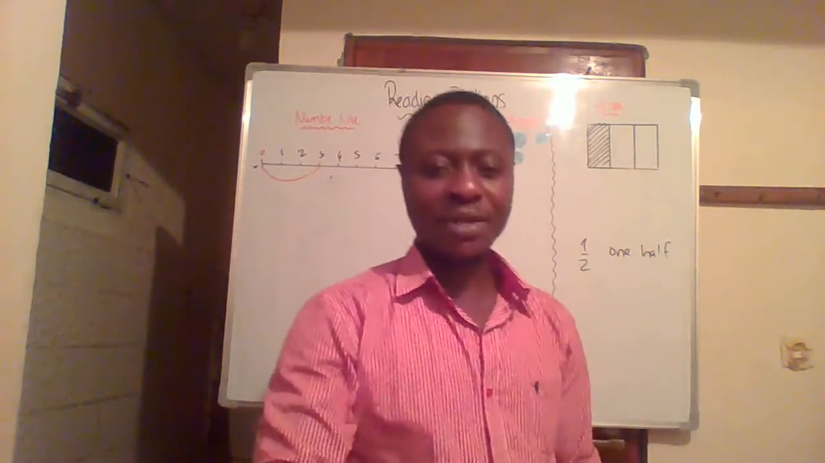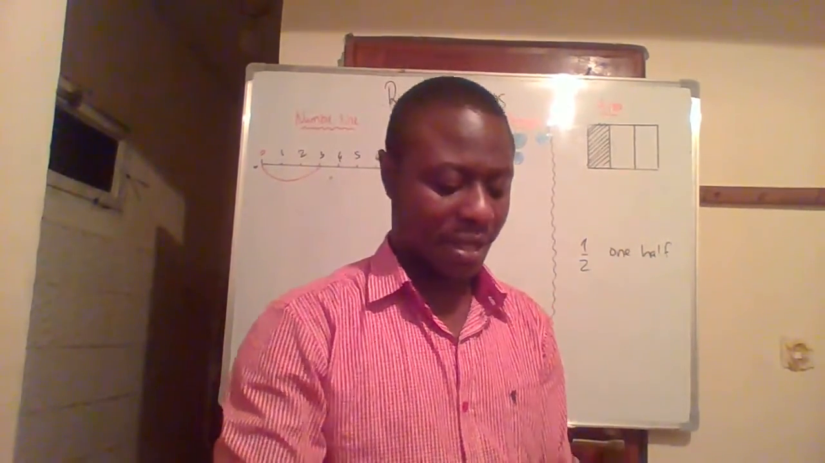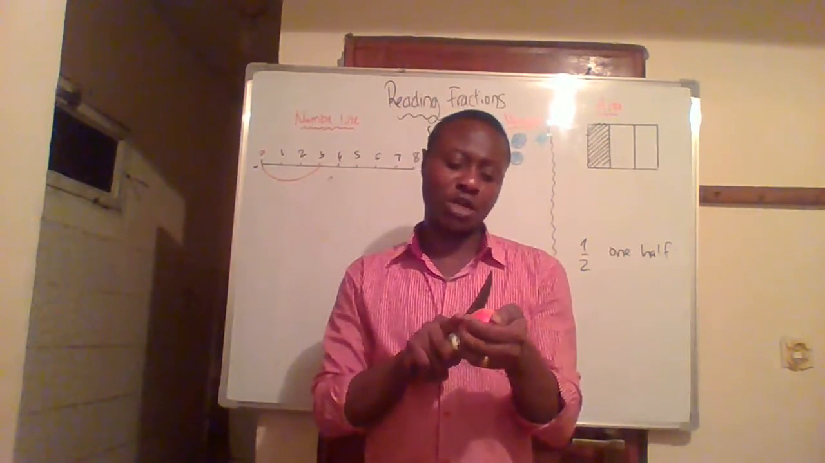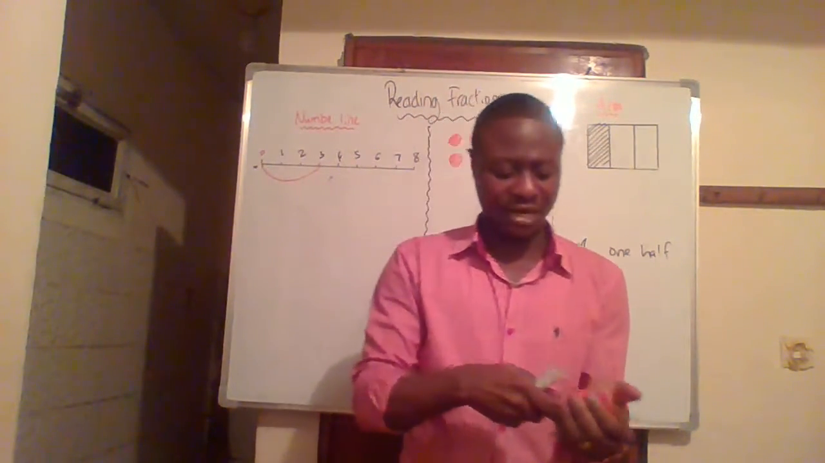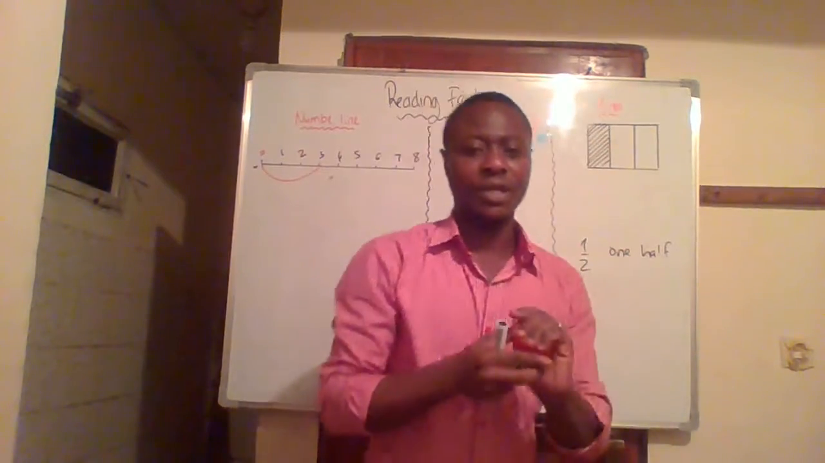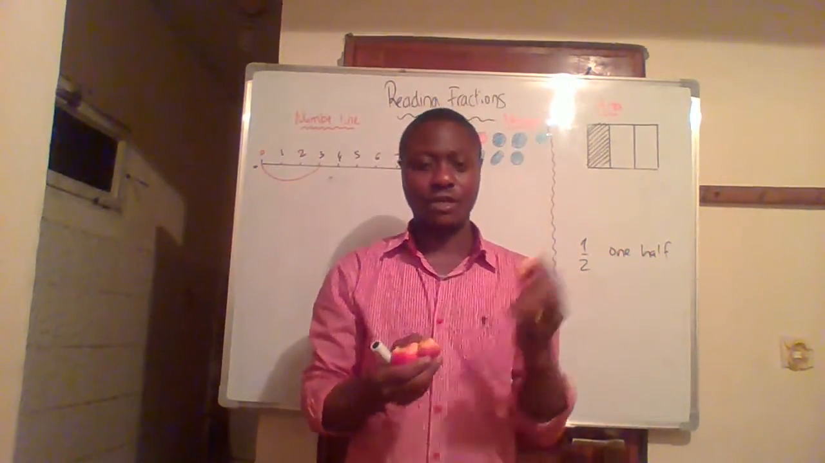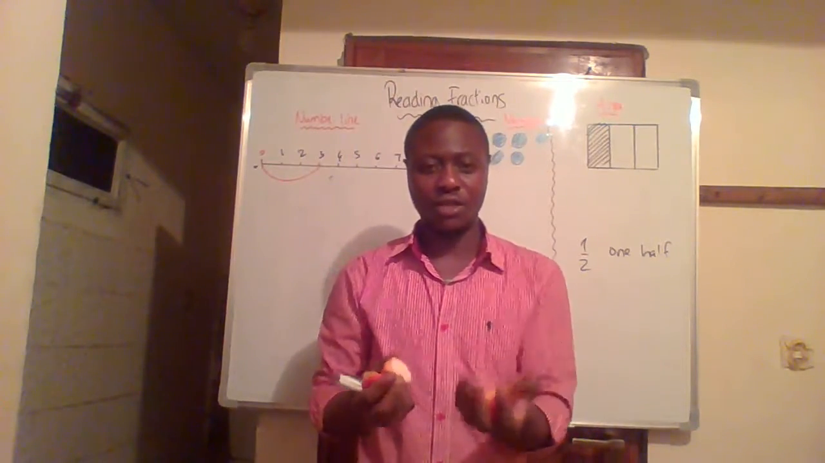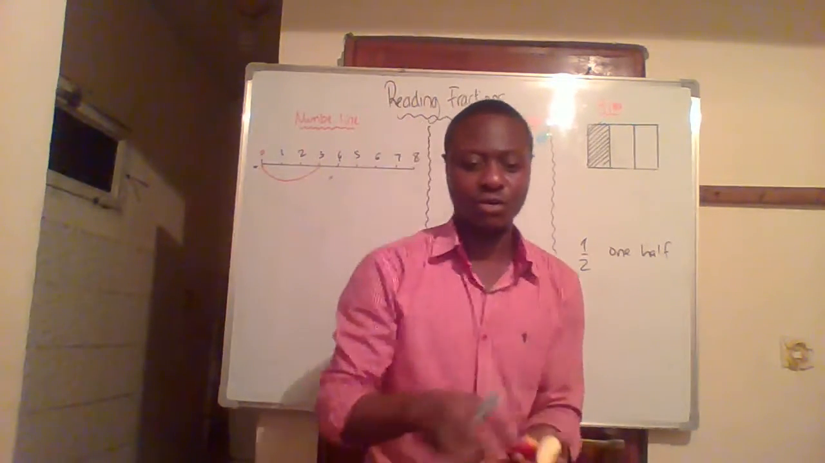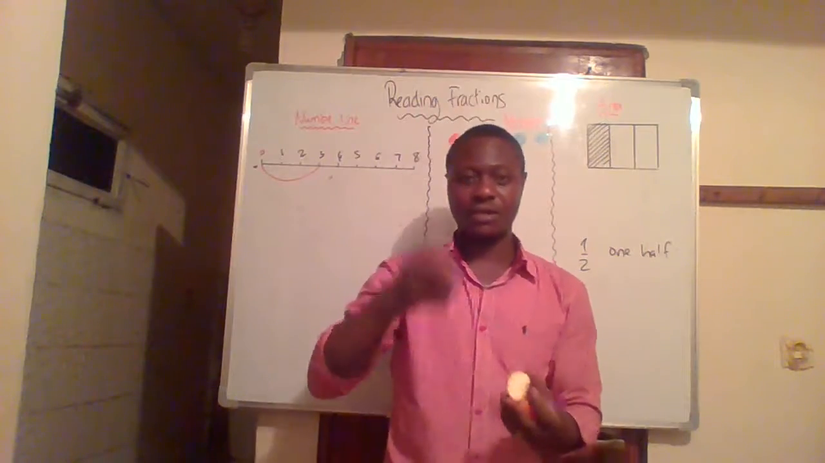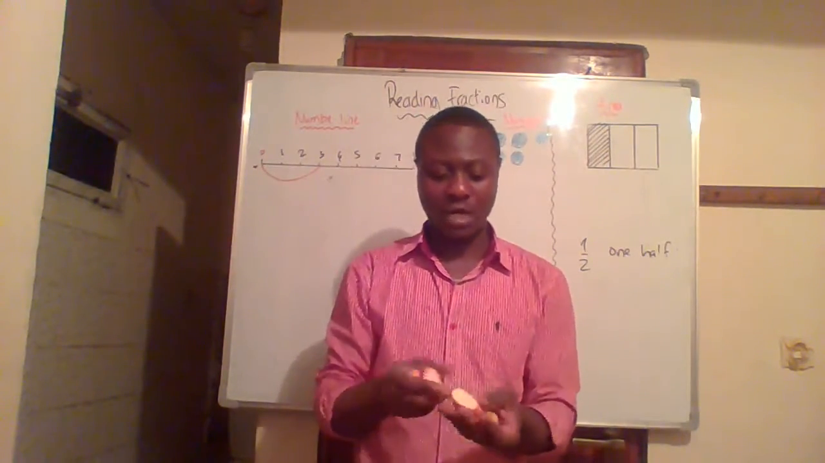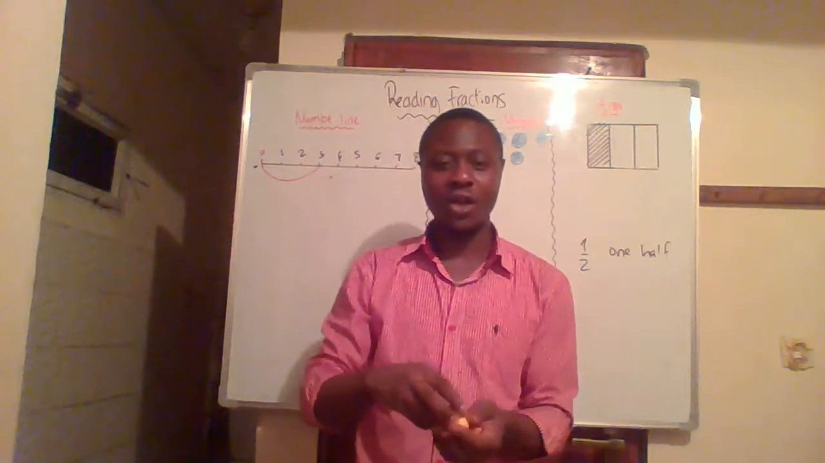Now, what happens when I divide this apple in 4 parts? I'm going to divide each of my 2 parts in half. So I have 4 parts. 1, 2, there are 2 here, 3, and 4. So my 4 parts are all equal.